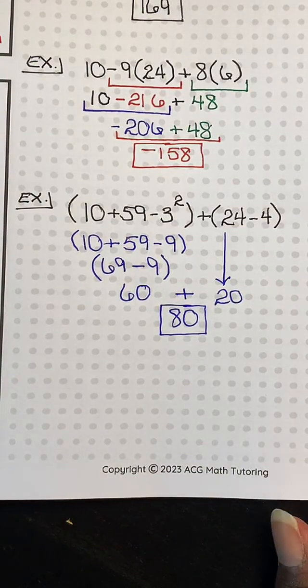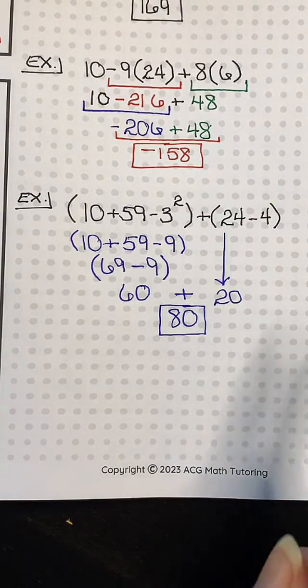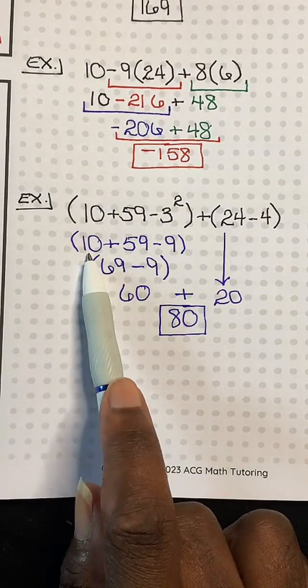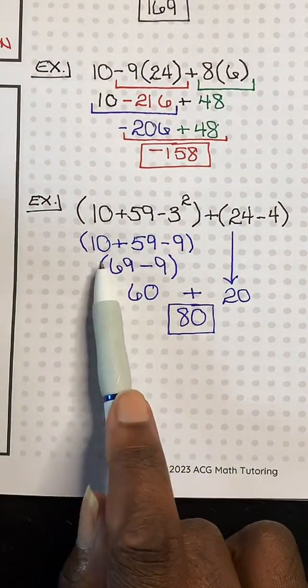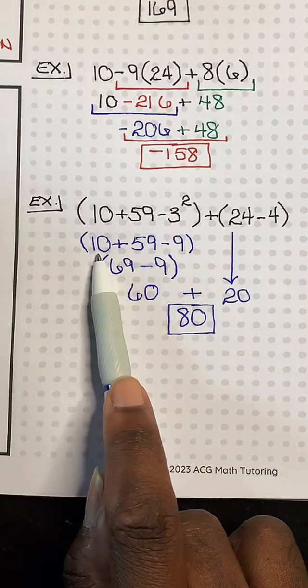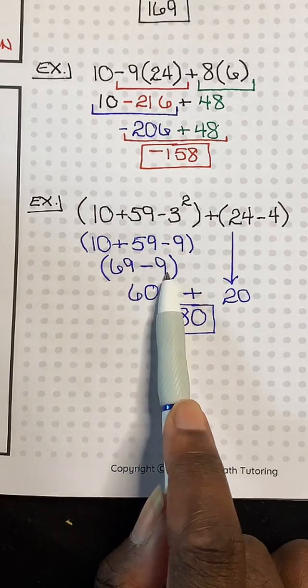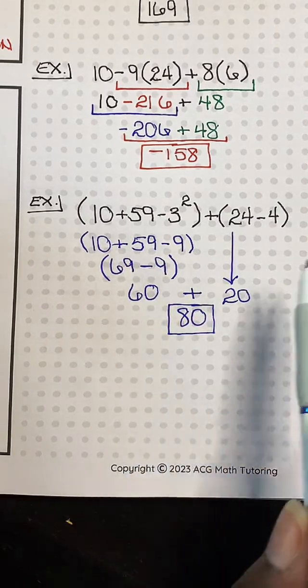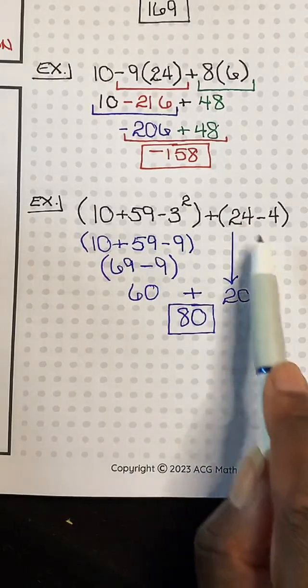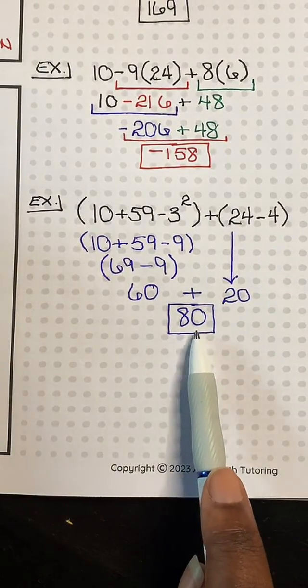Okay. All right. Why did I use subtraction before addition? Because we have to go from left to right. It's 10 plus 59. That gives you the 69. 69 minus 9 gives you the 60. All right. Then we have the 60 plus the 20 from the 24 minus 4. That's where you get the 80.